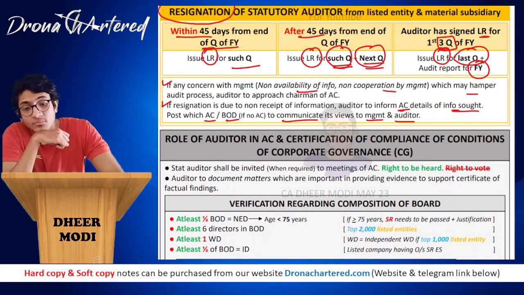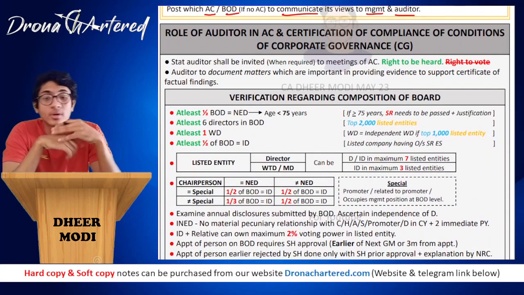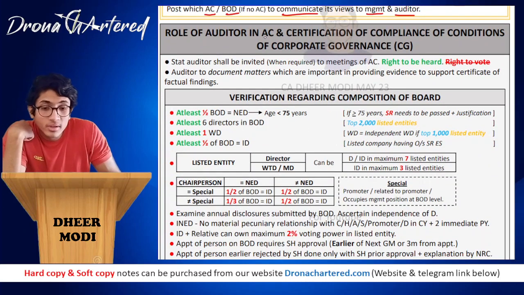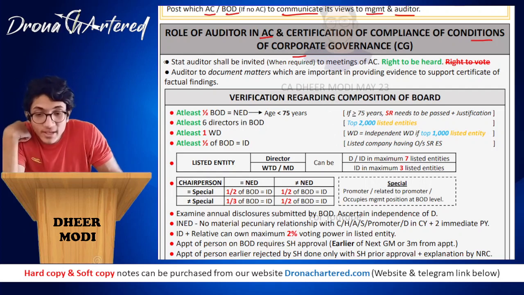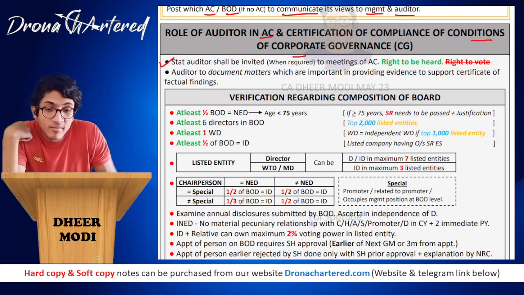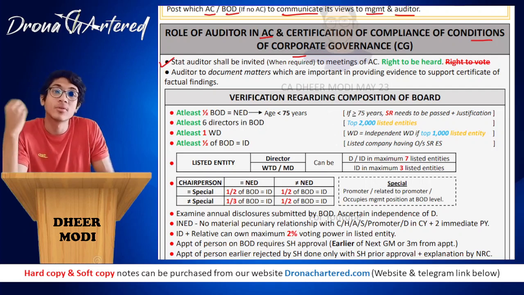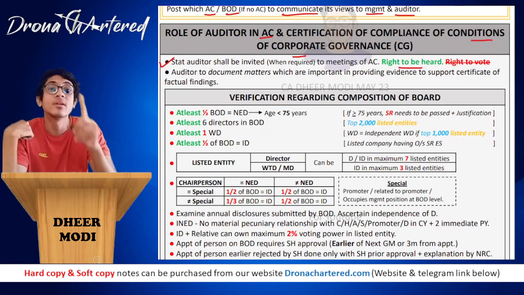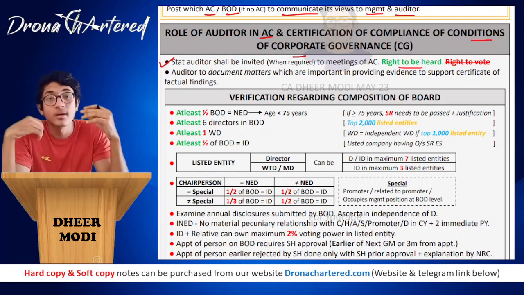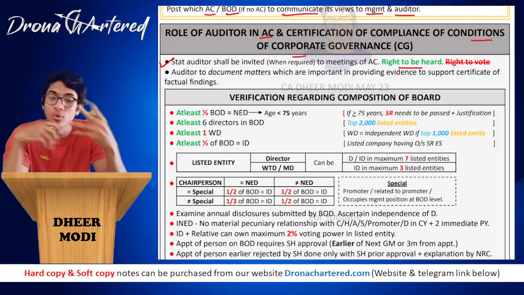Okay, coming to your next part, that is role of auditor. Role of auditor in audit committee and certification of compliance of conditions of corporate governance. That is, what does the auditor have to do? So the statutory auditor shall be invited, when required, to the meetings of the audit committee. He will have the right to be heard, but he will not have the right to vote.